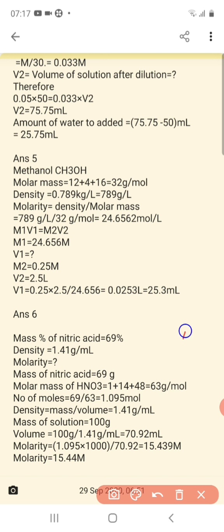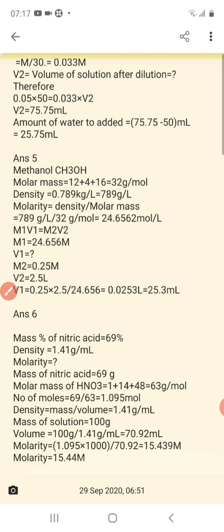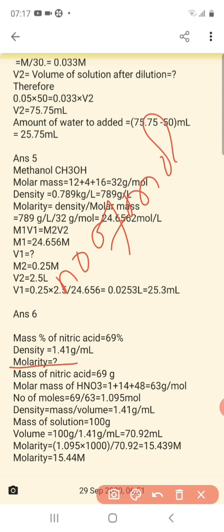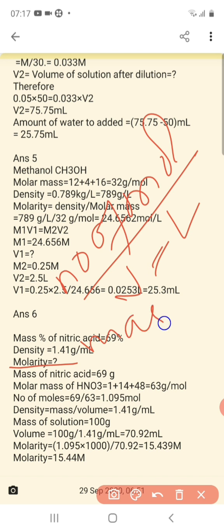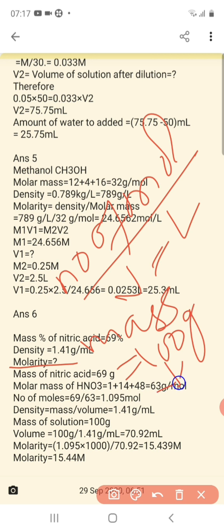Now the density is given as 1.41 gram per ml. Now here you have to convert. For calculating the molarity, it is defined as number of moles divided by volume in liter. The mass of solution is taken as 100 gram. Now convert this total mass of the solution into volume. What will be the volume occupied by 100 gram of such 69% nitric acid solution?